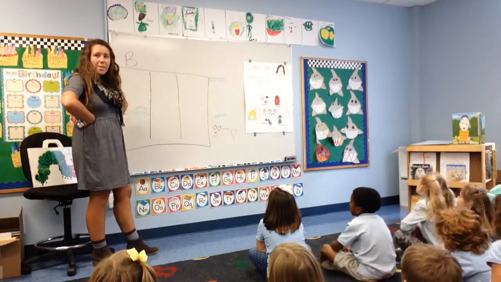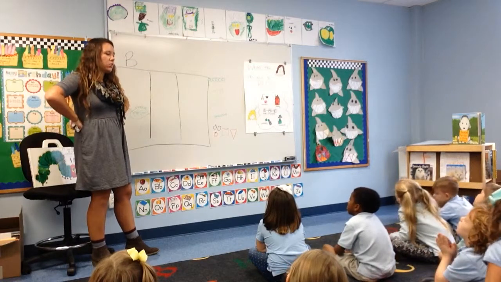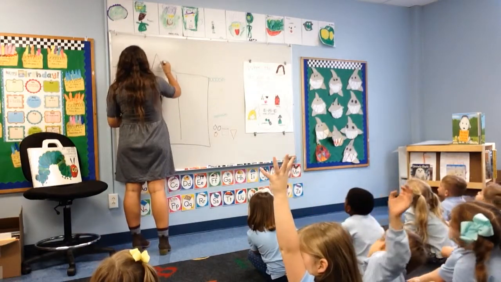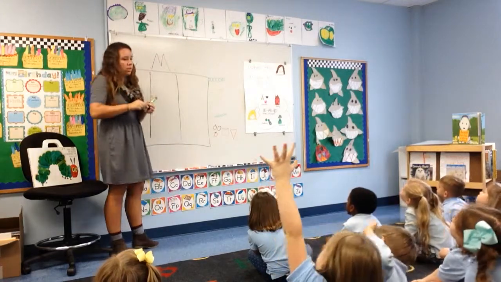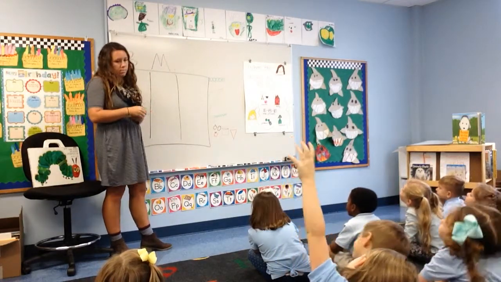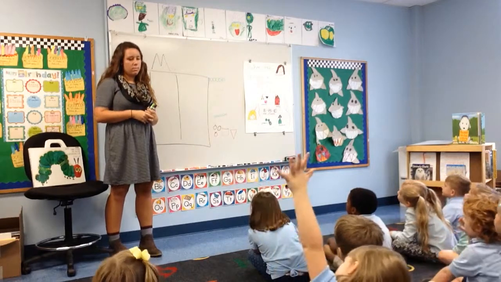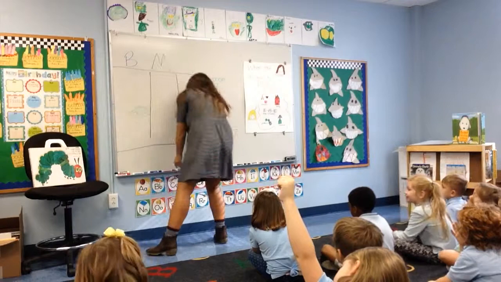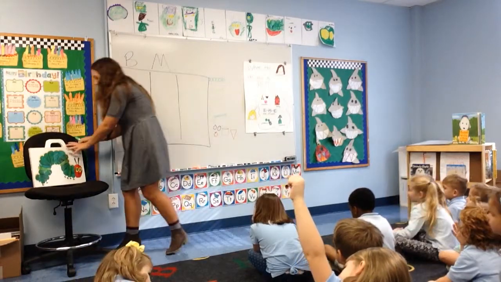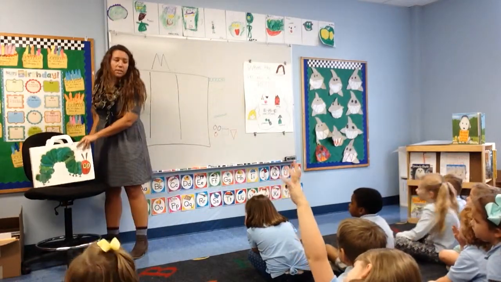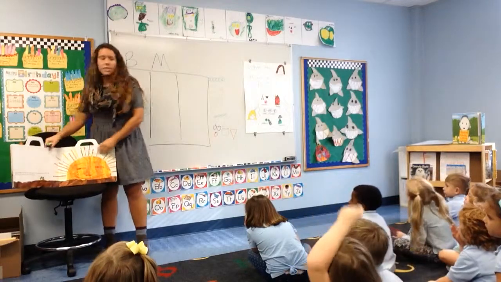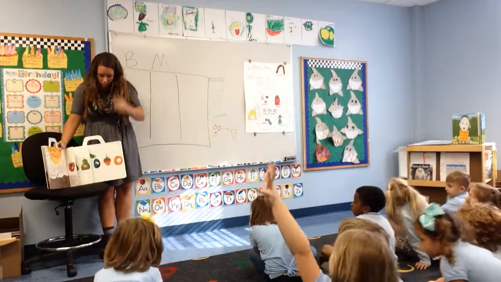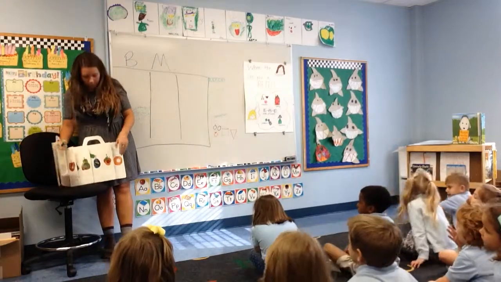Now, what happens next in our story? What's the middle of our story? The middle. Liam. I'm gonna take a peek. You take a peek? Let's take a peek. All right. So in the beginning, there's a little caterpillar. He's very hungry. What happens in the middle? He eats a bunch of food.